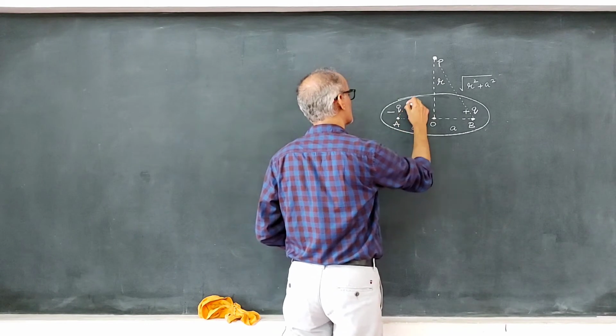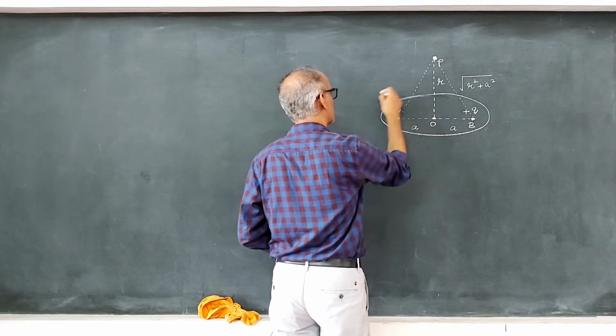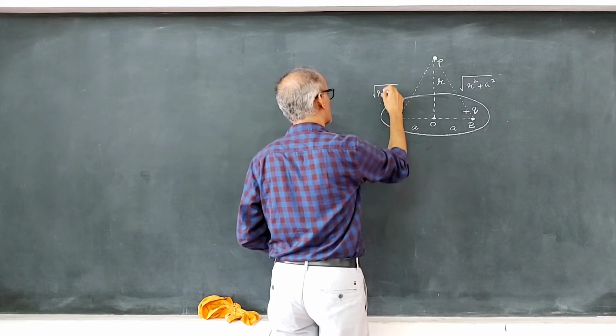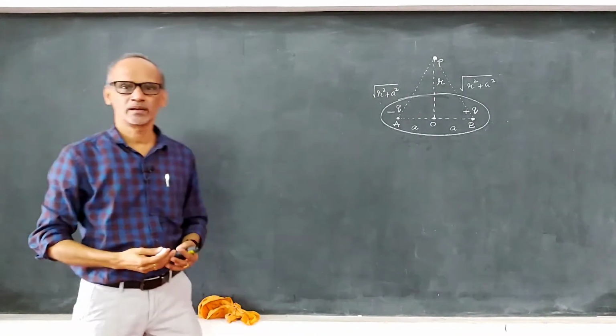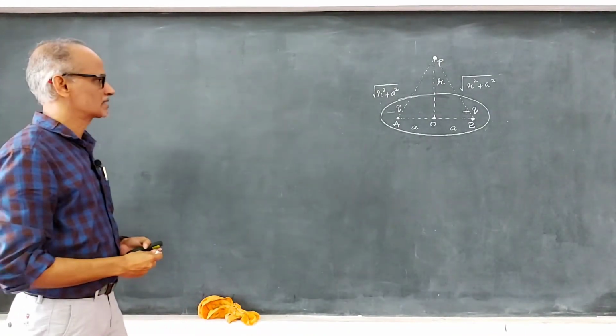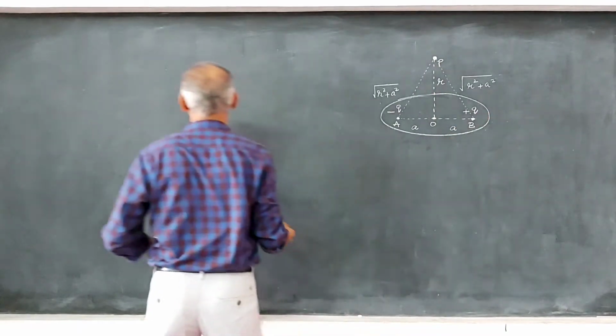Similarly, even this is also the same, because this is R, this is A, so this will be root of R square plus A square. We need the distance, so that's why we are keeping it ready. So let us first find the field at P now due to the positive charge.